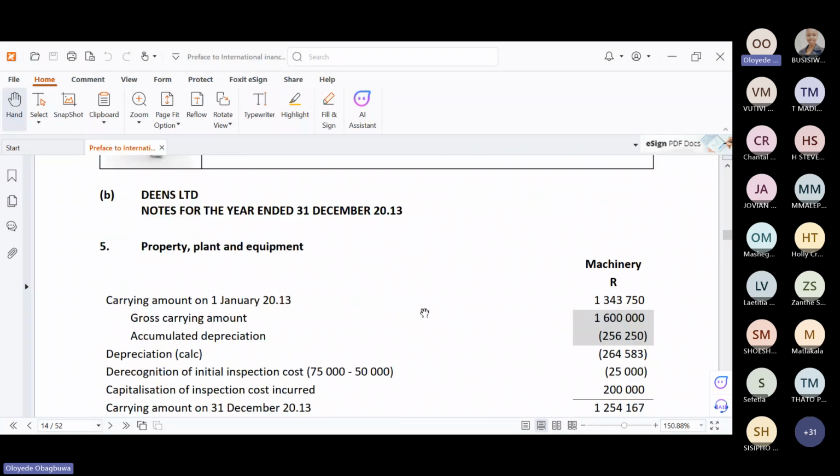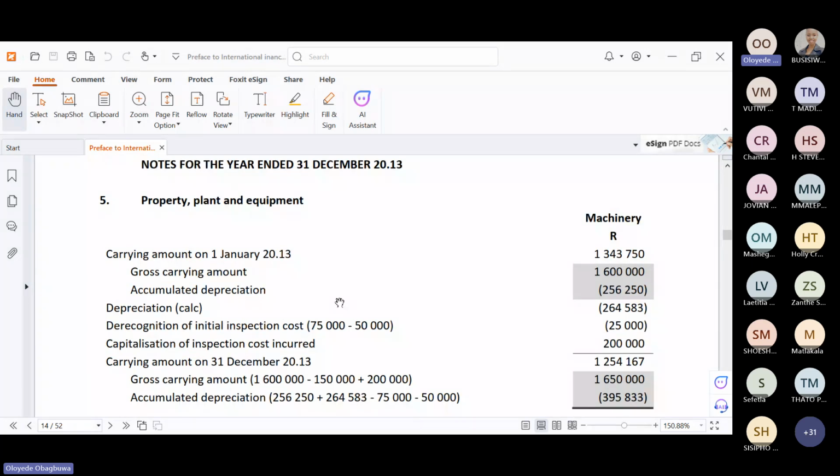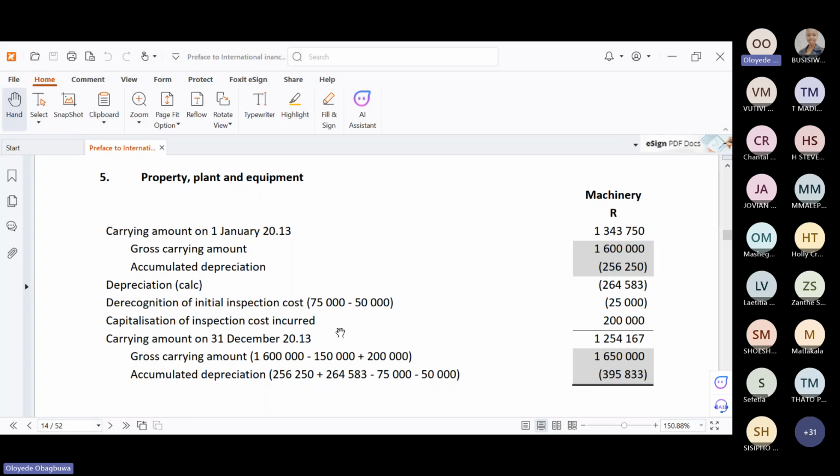But we are going to see more comprehensive questions, and it will be much more straightforward. This is just to build our momentum towards where we are going. Normally when you're talking of PPE, you'll be talking about the cost, the carrying amount at the beginning, then if there's a revaluation, if there are additions, depreciation, current depreciation, the derecognitions and the carrying amount at the end of the financial year. So this is the format, almost similar format it is going to take.